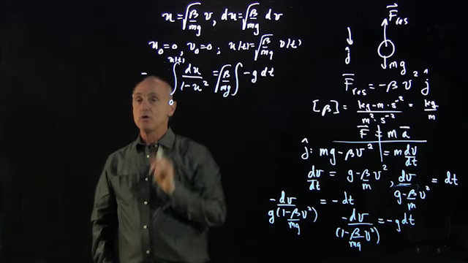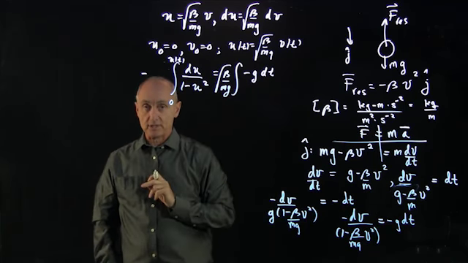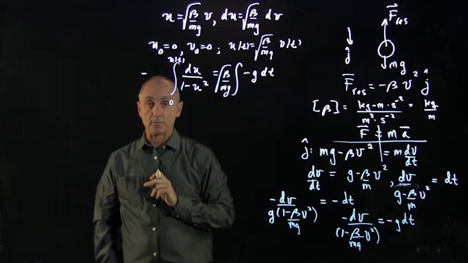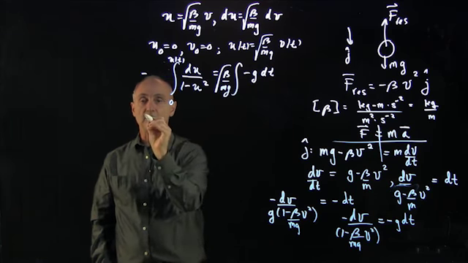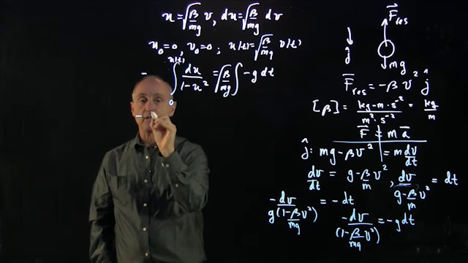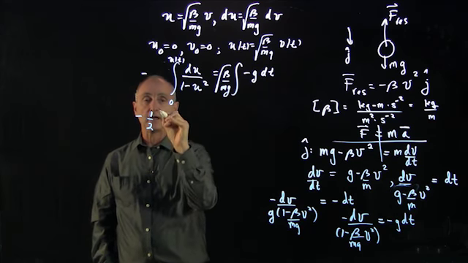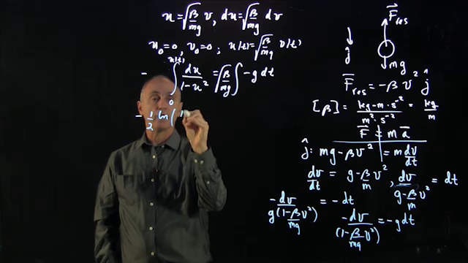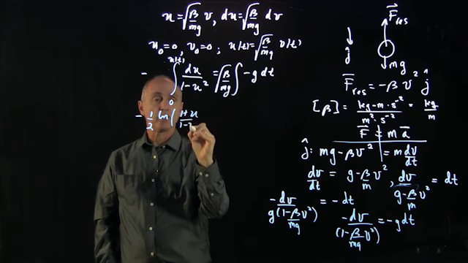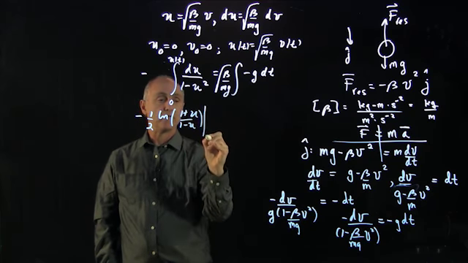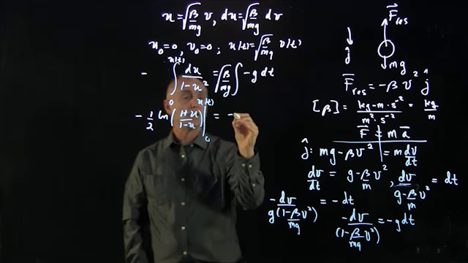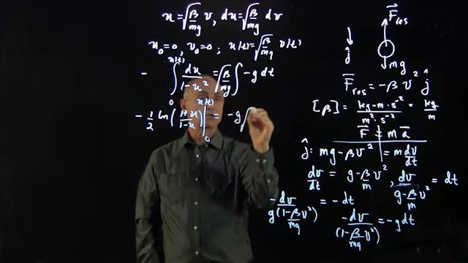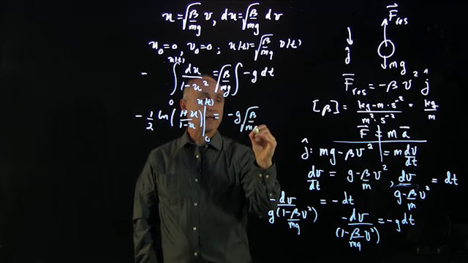And now, this integral can be done by the method of integration by parts. It's a nice problem in calculus, and you can verify for yourself that the result is 1/2 natural log of 1 plus u over 1 minus u, evaluated at our limits. And over here, I have minus g times the square root of beta over mg.